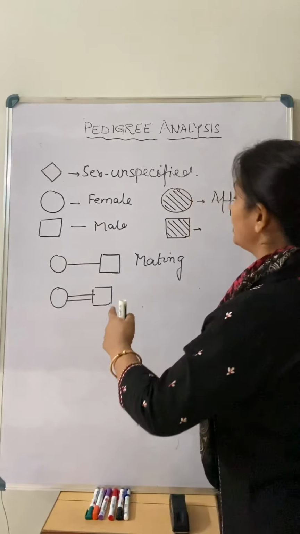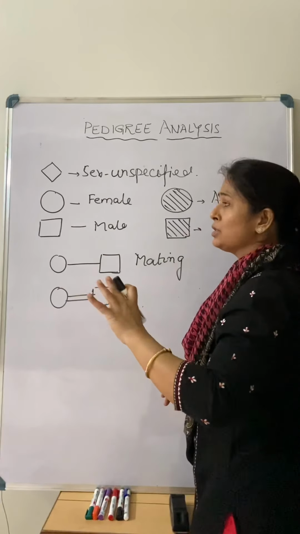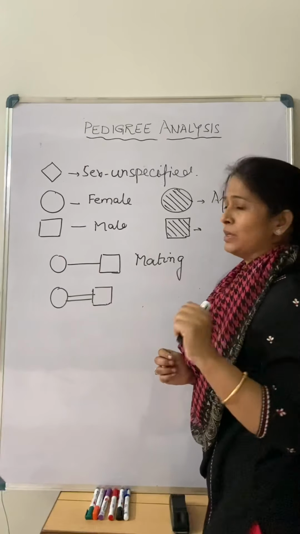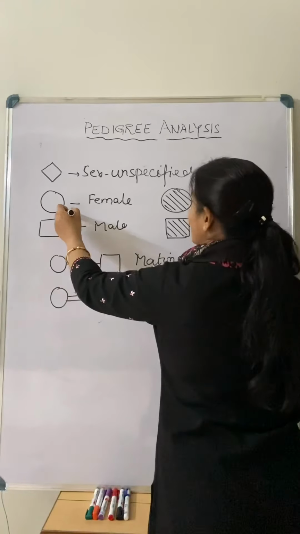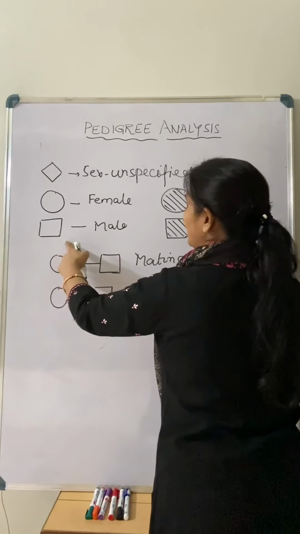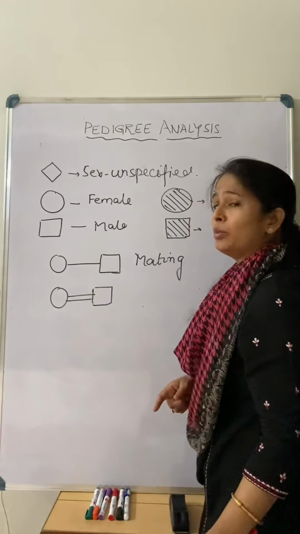So the first symbol is the diamond shape. If it is drawn this way, it means the person's sex is unspecified, right? When there is a circle, we are talking about a female. If this is a rectangle, we are talking about the male. Or if this is a square also, we are talking about the male.